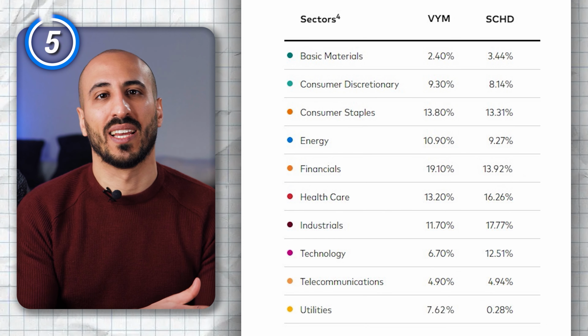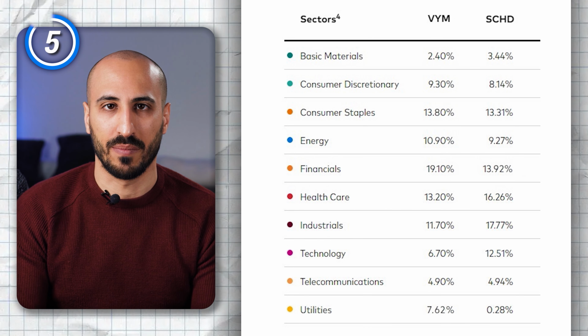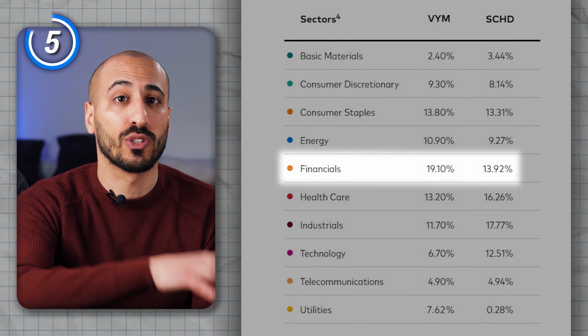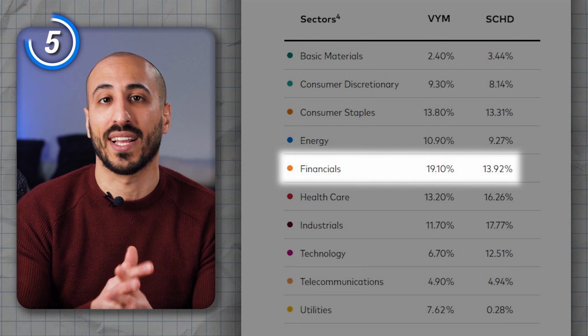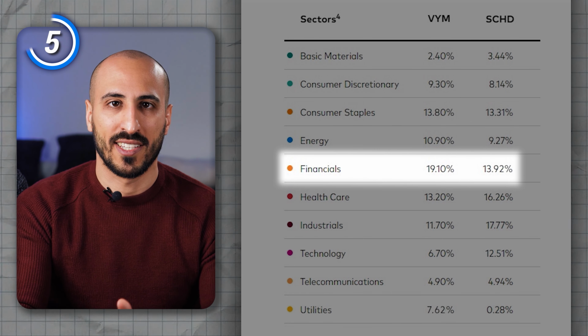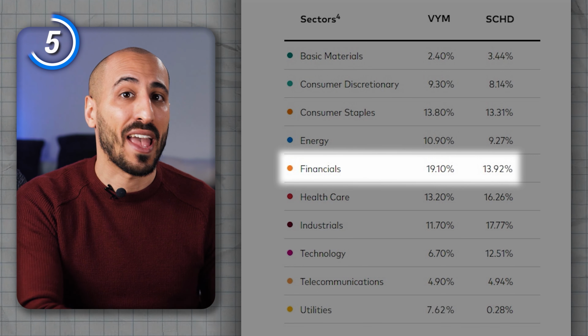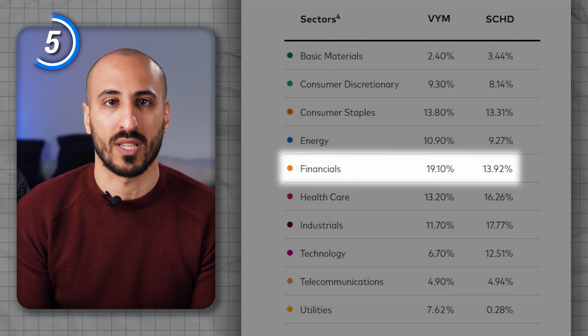ETFs. I put together a table here that shows you the sector breakdown for VYM and SCHD. As for SCHD, you can see that the exposure to the financial sector has dropped substantially and lies around 13.92%, partly because its financial stocks dropped because of the financial crisis, and partly because some of them have been dropped out of the ETF during the last reconstitution in March 2023.